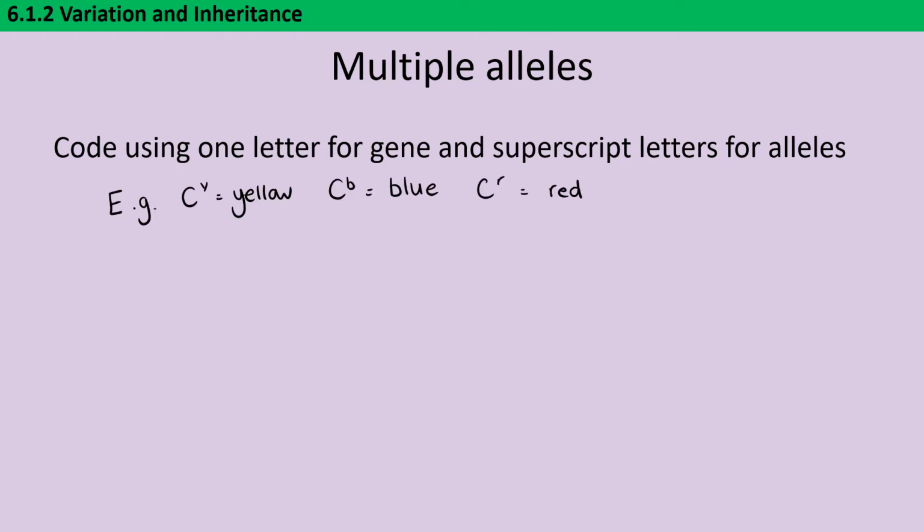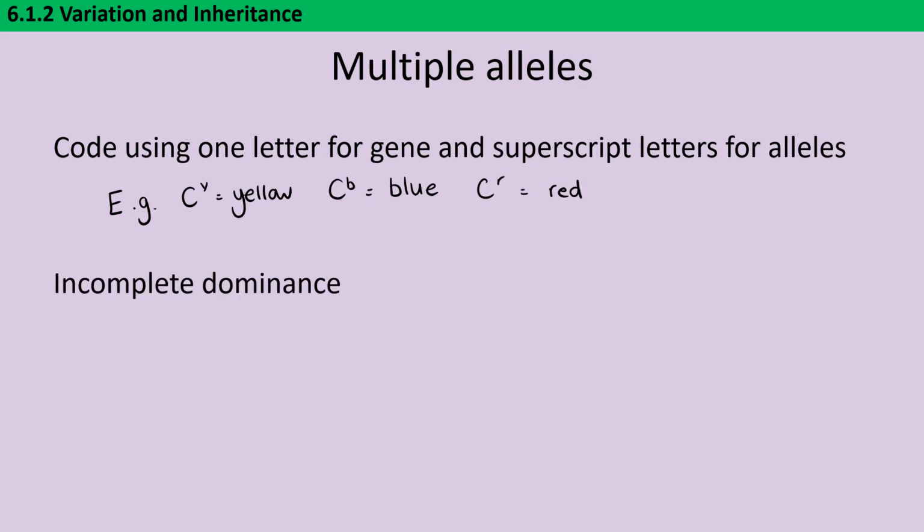So for instance, if we had a flower where there were three different alleles for different colours of that flower, all for the same gene, we could have C^Y for the yellow allele, C^B for the blue allele, and C^R for the red allele. Now, as we've said, in the versions we've met so far of inheritance, you've just had dominant and recessive. So we could say that blue is our dominant allele, and we could say that yellow was our recessive allele, but what are we going to say about red?